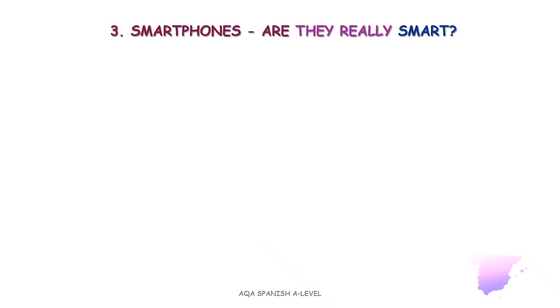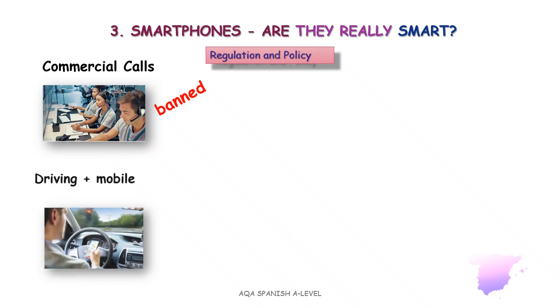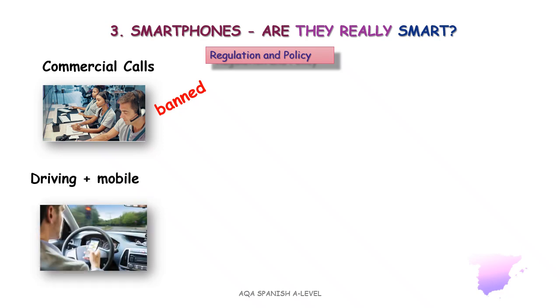Let's learn first about regulation and policy. Commercial calls. Under the new law from 2025, all unsolicited commercial calls from mobile prefixes 6 and 7 are now banned. It also forbids using false or international numbers that appear to be Spanish. Driving. Penalties for using your mobile while driving are now harsher. Fines can reach up to 500 euros and drivers can lose up to 6 license points.